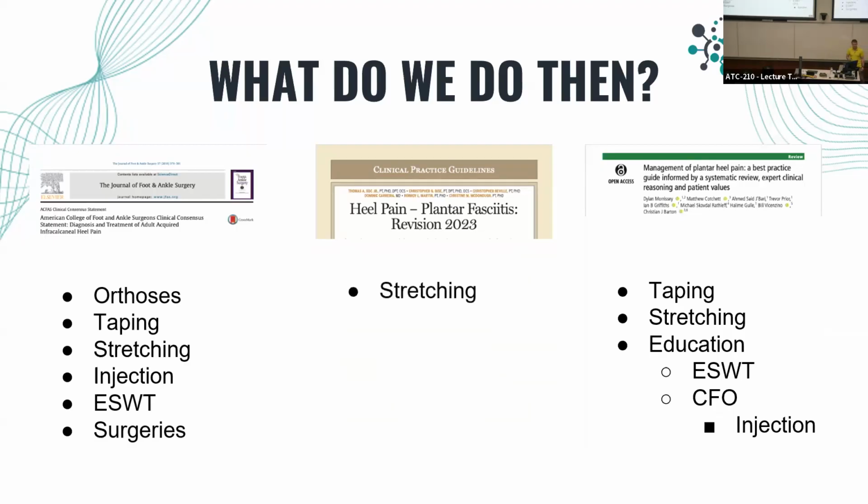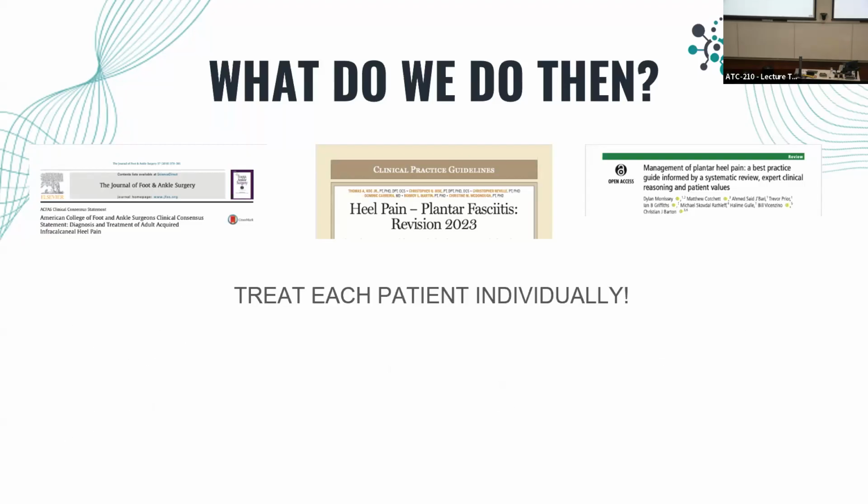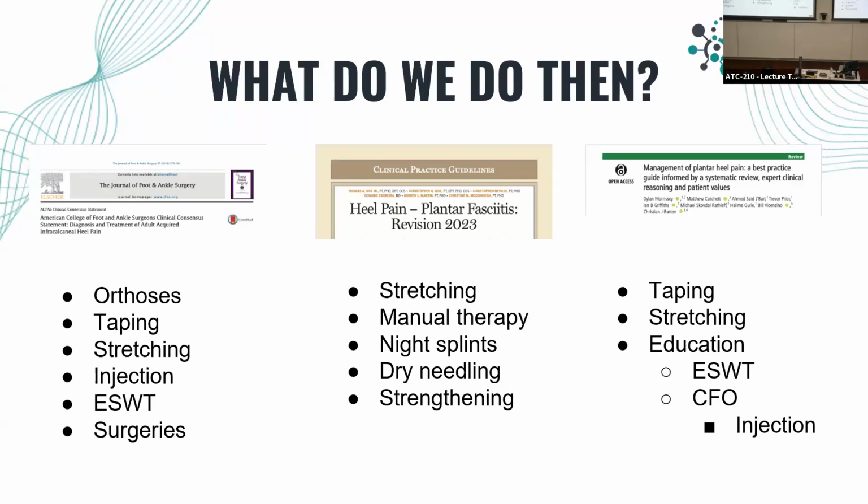The physios reckon we should do stretching, manual therapy, night splints, dry needling, strengthening, no mention of foot orthoses, surprise, surprise, right? So everybody's on their little pathway, and no one's going to agree on anything. What they all do agree on is that we need to treat each patient individually. So, unlike these 3, I don't think it's worth throwing something out, particularly given that stretching keeps showing up.